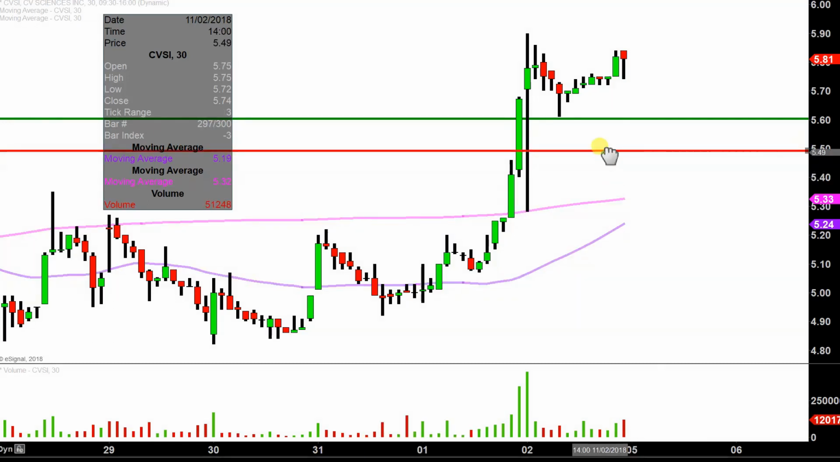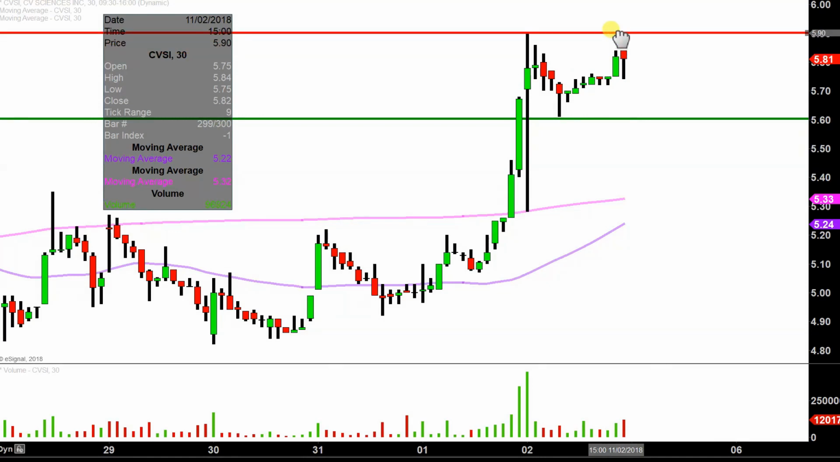What about levels of resistance? As far as where the sellers are hanging out at, pretty straightforward. The party stopped today up there at $5.90. So $5.90 will be public enemy number one going forward. All in all, though, resistance levels, I mean, they matter, but they don't matter.